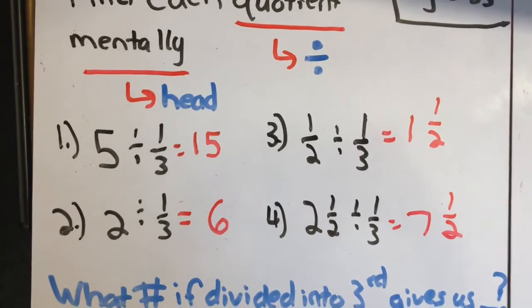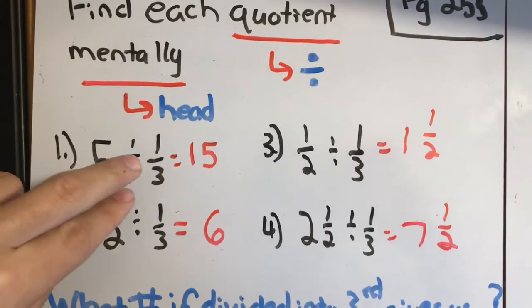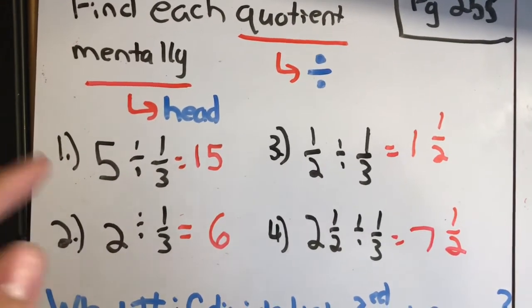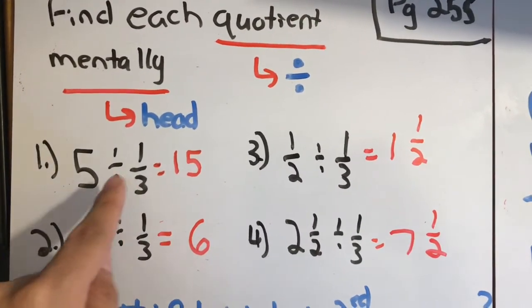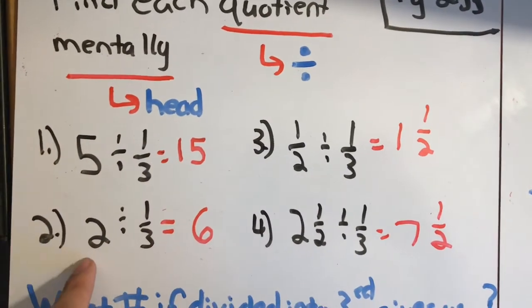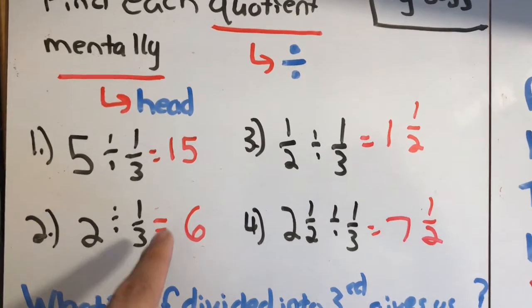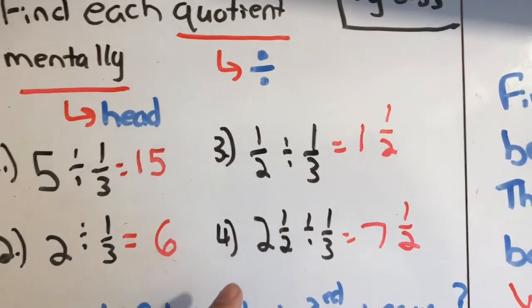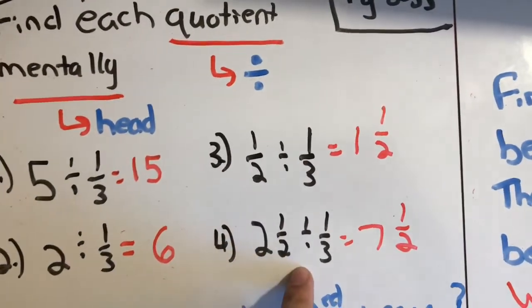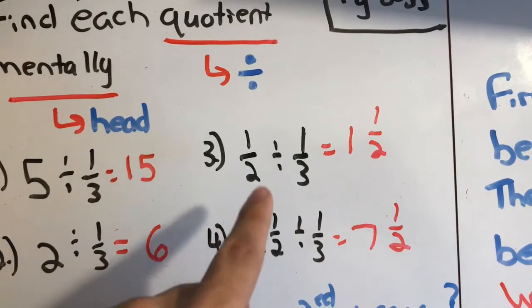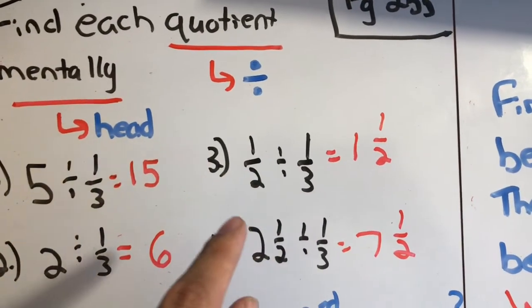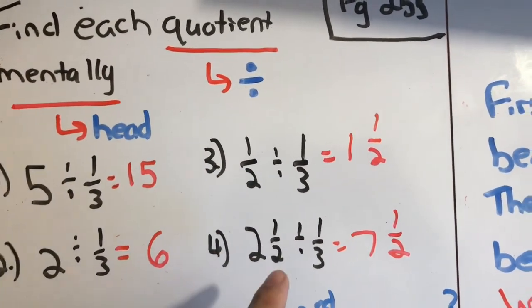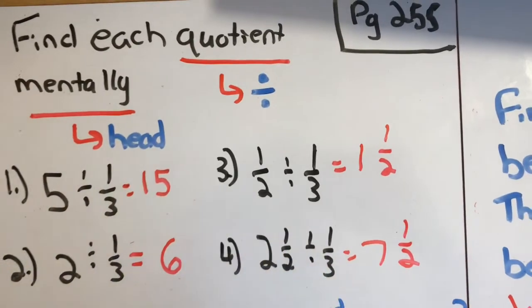You can also use what we call the reciprocal, which is when you flip and multiply. So 5 times 3 divided by 1, 15. 2 times 3 divided by 1, 6. 1/2 times 3, 3/2. And the last one, 2.5 times 3, will give you 5/2 times 3. So 5 times 3 is 15 divided by 2, which is the same thing as 7.5.